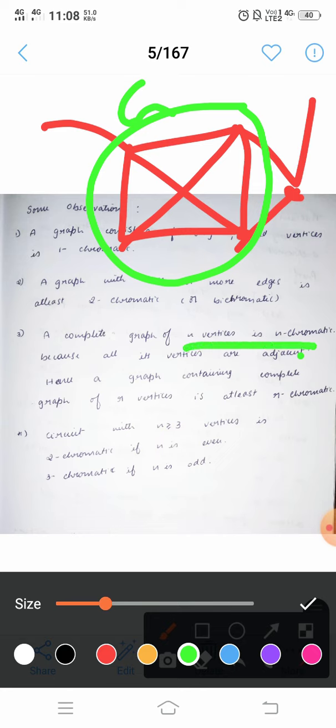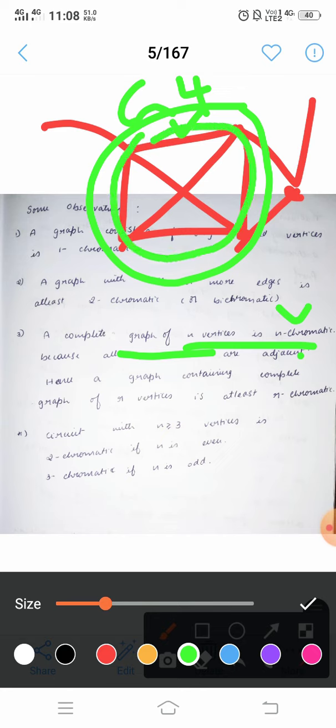This is a complete graph, right? I'm considering this graph. This is a graph G. Graph G contains this complete graph with 4 vertices. We have seen that the complete graph with n vertices is n chromatic, that means I need n colors to paint that complete graph. Here I have the complete graph with 4 vertices. At least 4 colors are needed to paint this complete graph. So the whole graph itself needs at least 4 colors to paint all the vertices of that graph.